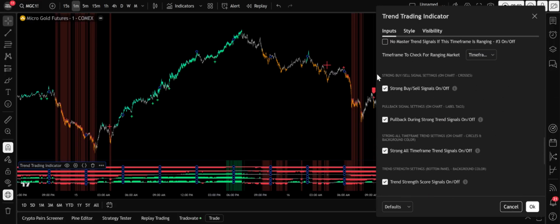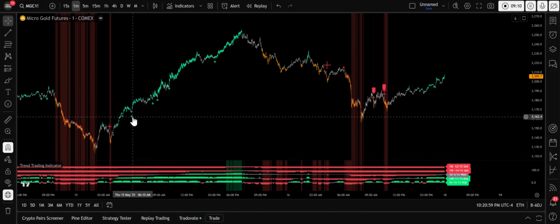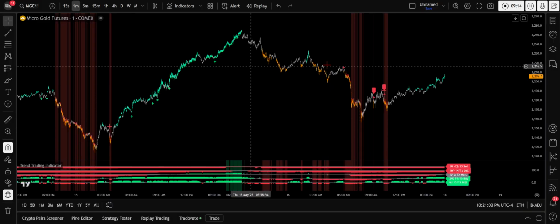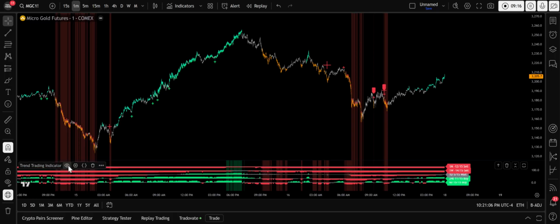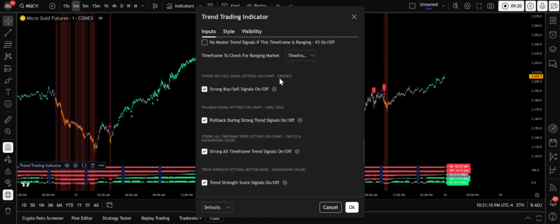So next is going to be the strong buy-sell signal settings, which are the crosses on the chart. So that would be these guys right here. There's going to be 3 different levels of these crosses. You can see small one, medium one, large one. And these are basically just telling you that there is a strong trend detected.